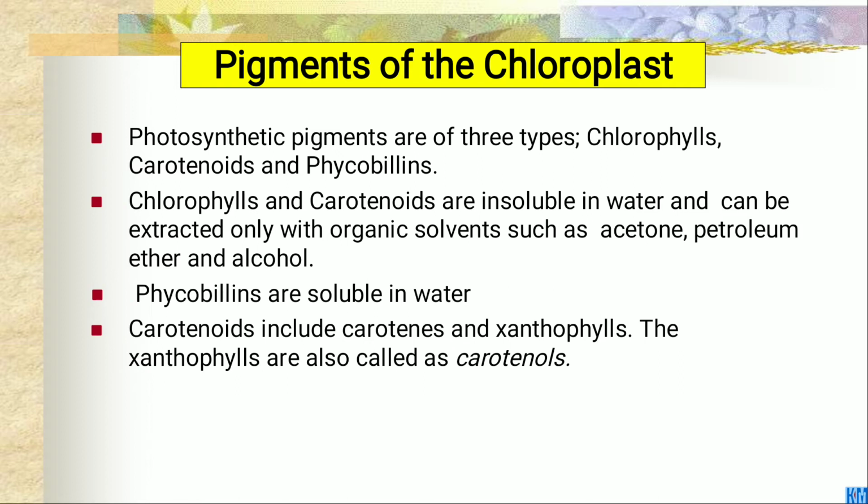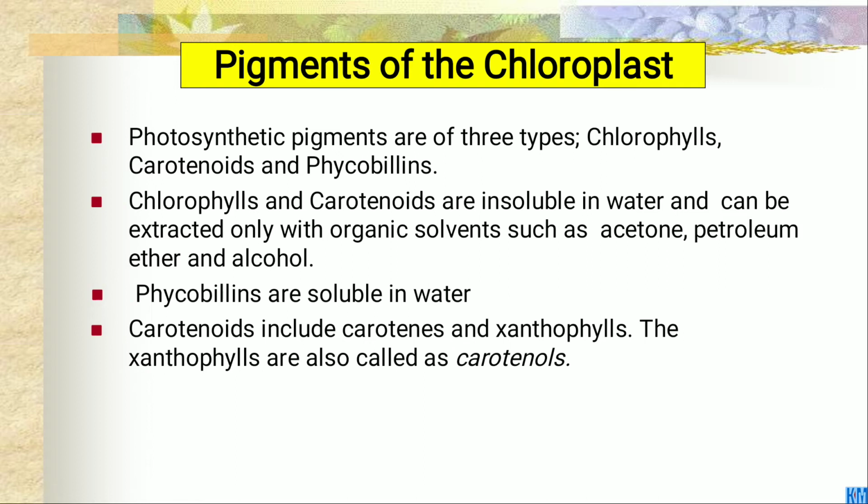Some pigments are present in the chloroplast. Photosynthetic pigments are of 3 types. It is 7 types of chlorophyll pigments, known as chlorophyll A, B, C, D and E, and bacteriochlorophyll and bacterioviridin. These are some photosynthetic pigments or the chlorophyll pigments.